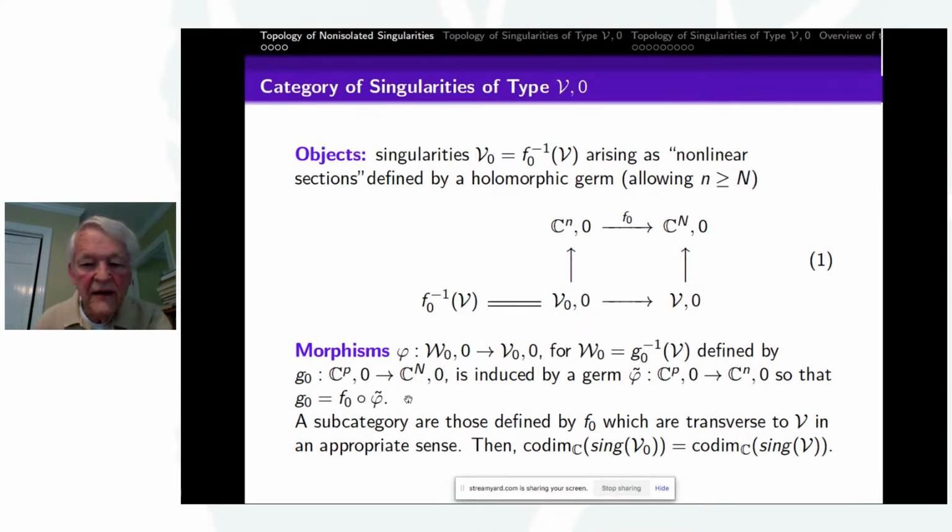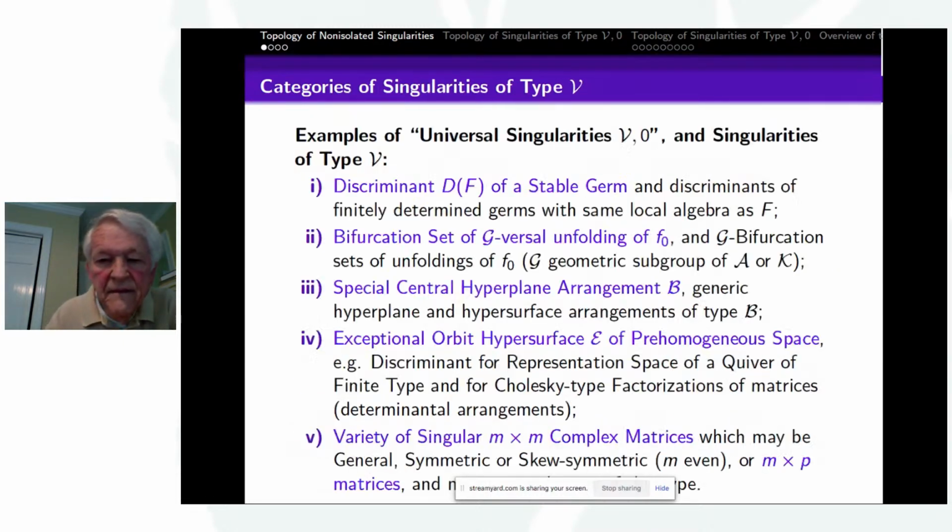There's also a subcategory of those defined by f0 which are transverse to V in an appropriate sense. This is going to often be the case. Then the codimension of the singular set of V0 will be the same as the codimension of the singular set of V. Because things like matrix singularities can quickly have high dimensional singularities, this will also occur for V0.